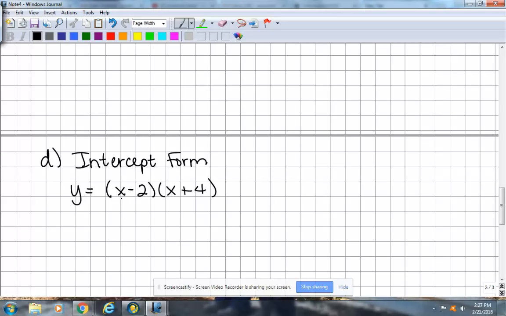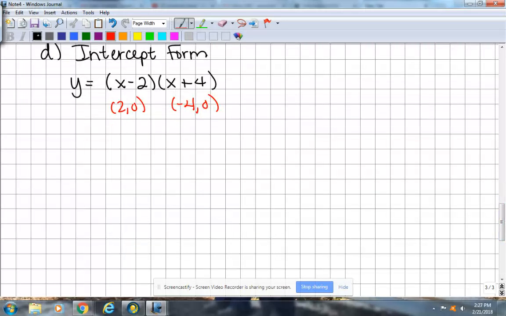So that means the point (2, 0) is part of my parabola, and (-4, 0) is part of my parabola. Now, I don't have a negative a term out here. It's positive. So if I don't have a negative number in front, I assume it's a U shape.